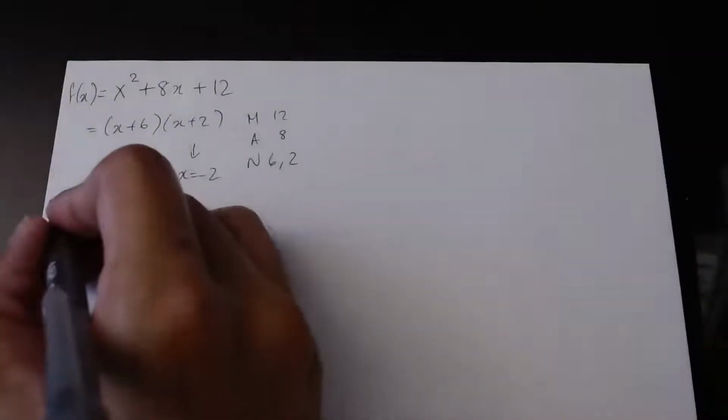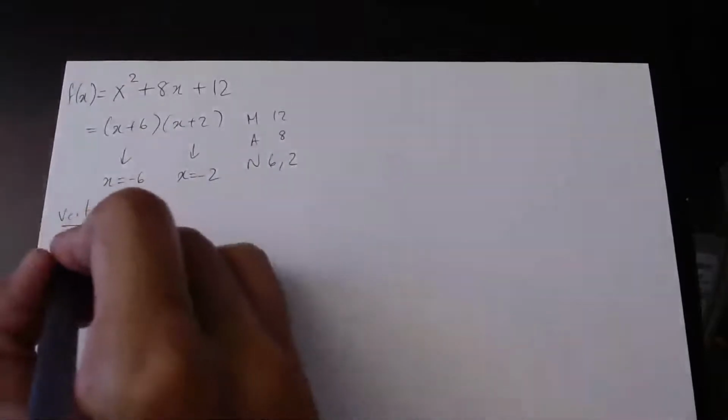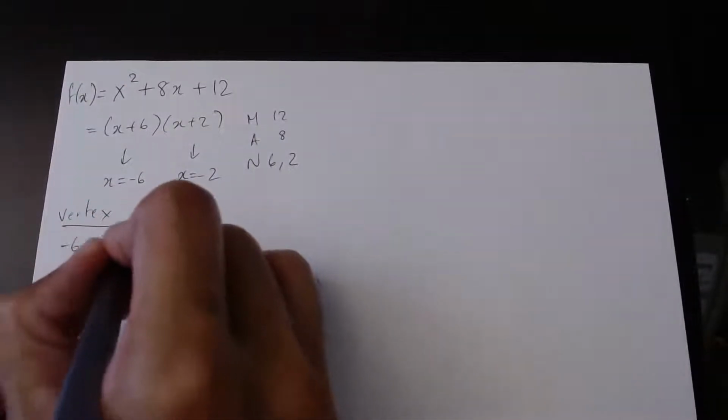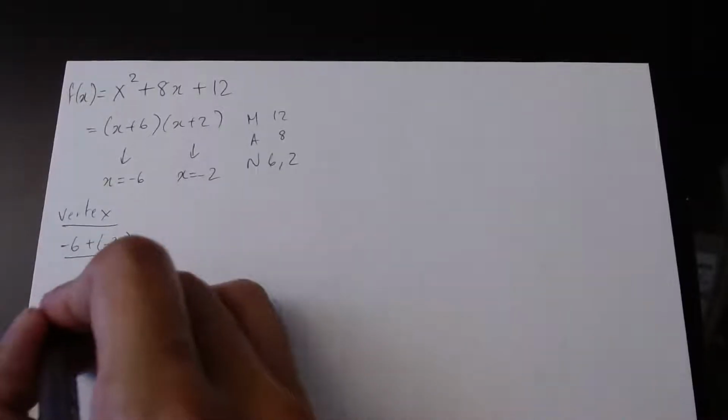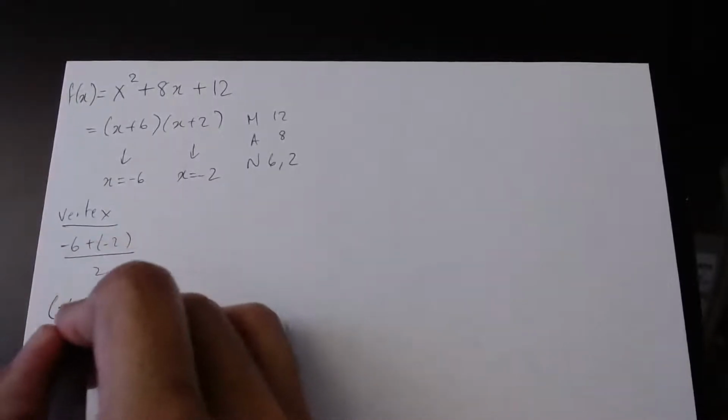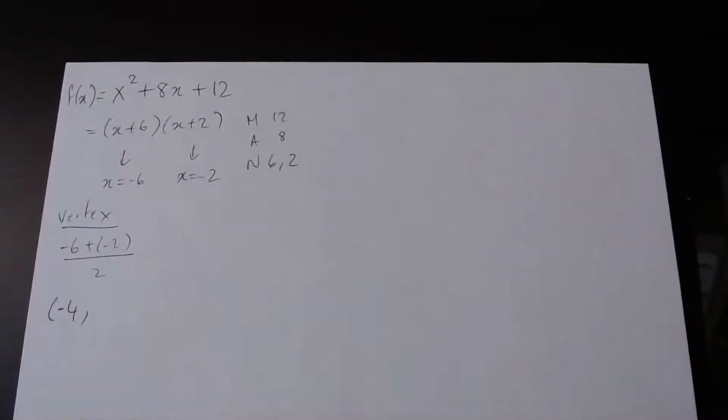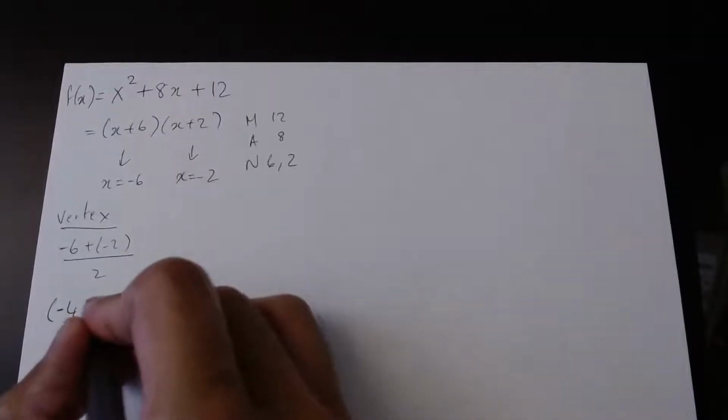Next thing I'm going to do is find my vertex, which is going to be a minimum in this case because it's a positive equation. I'm going to do -6 plus -2 over 2 for the x value of my vertex. So my x value is going to be -4. And I'll sub this into my original equation to find the y value of my vertex. I get -4 as well for the y value.